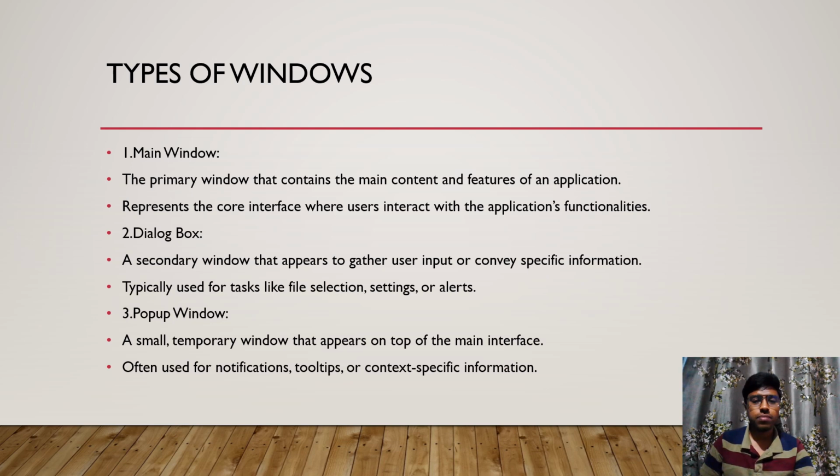Types of windows. Main window: the primary window that contains the main content and features of an application. It represents the core interface where users interact with the application's functionalities. Second, dialog box: a secondary window that appears to gather user input or convey specific information, typically used for tasks like selection, settings, or alerts.